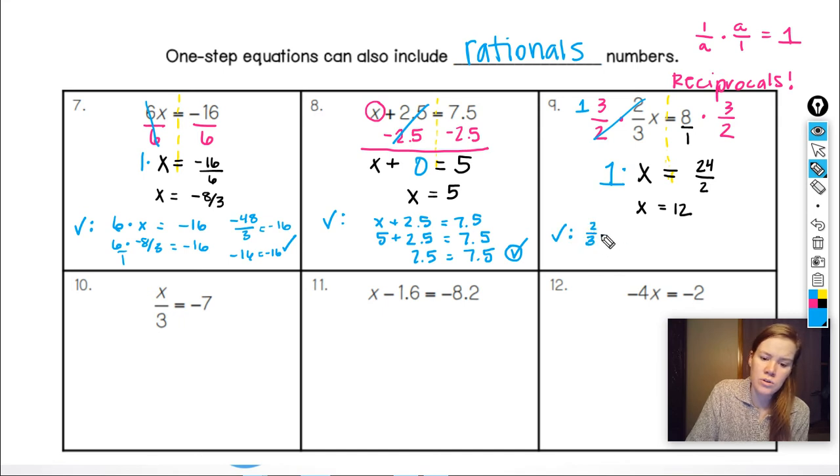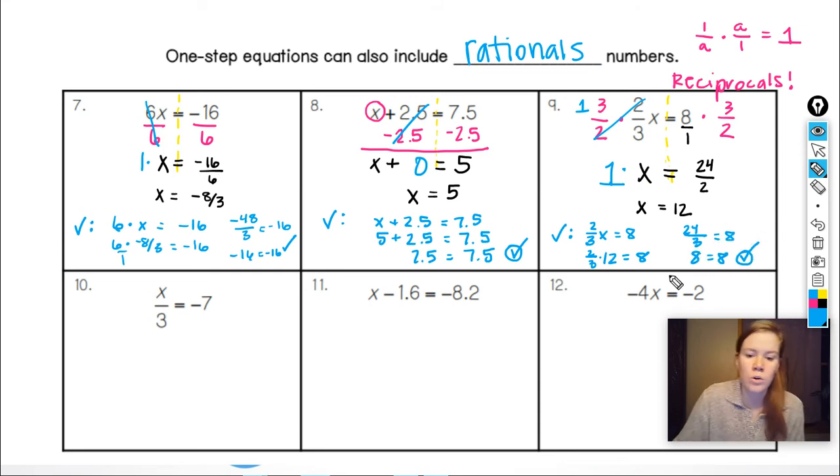Is 2/3 of x equal to 8? So is 2/3 of 12 equal to 8? Yes, it is. 2/3 of 12 is definitely equal to 8. You can prove it. 24 over 3. Does that equal 8? Yes, 8 equals 8. We know we've done our work right. So using reciprocals is key on this problem.